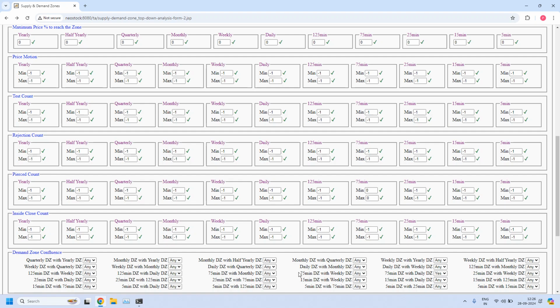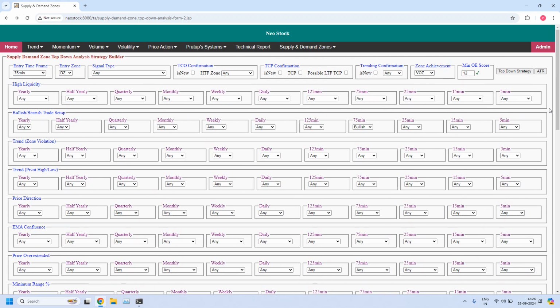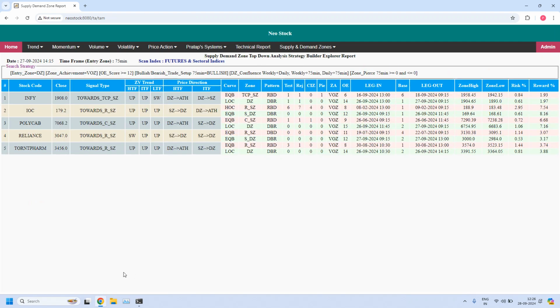So now I am enabling 75 minutes demand zone with weekly demand zone, and also daily demand zone with weekly demand zone with all the 3 filters. Let's verify. 5 stocks. So in all these 5 stocks, 75 minute zone is part of the daily zone, 75 and daily together again part of the weekly zone.